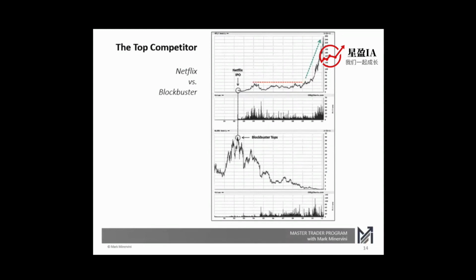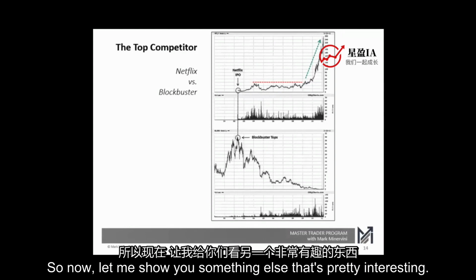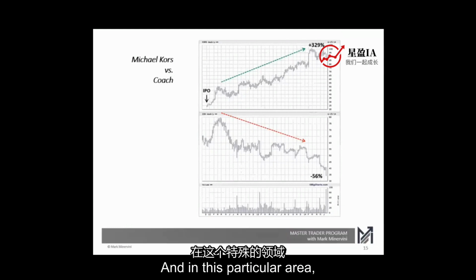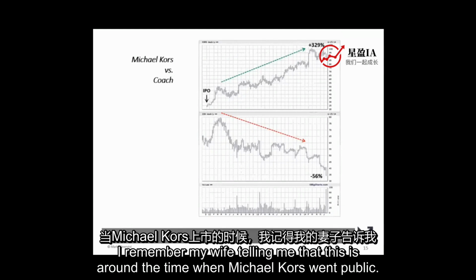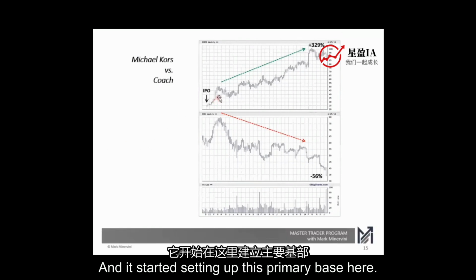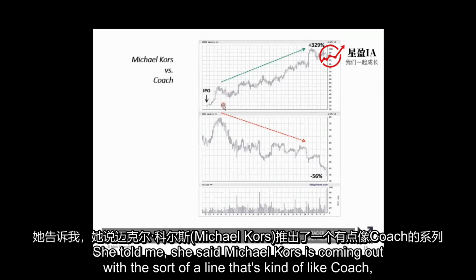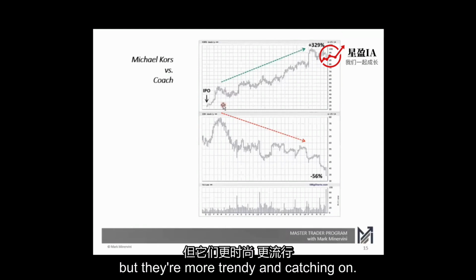Wow. So now let me show you something else that's pretty interesting. And again, I usually defer to my wife when it comes to fashion and purses and things like that. In this particular area, I remember my wife telling me that this is around the time when Michael Kors went public, and it started setting up this primary base here. She told me Michael Kors was coming out with a line that's kind of like Coach, but more trendy and catching on.